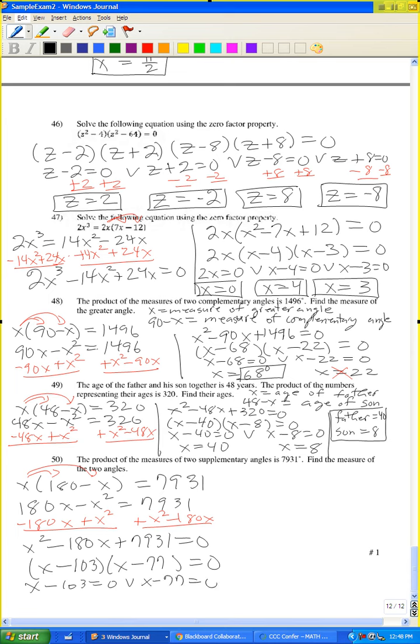And solve for x. Add 103 to both sides of your equation. And so x is equal to 103. x is equal to 77. So find the measure of the two angles. Well, one angle is 77 degrees and the other angle is 103 degrees. And those obviously are supplementary angles.